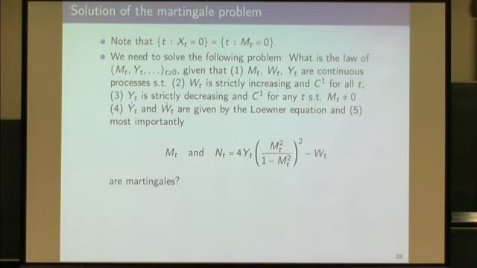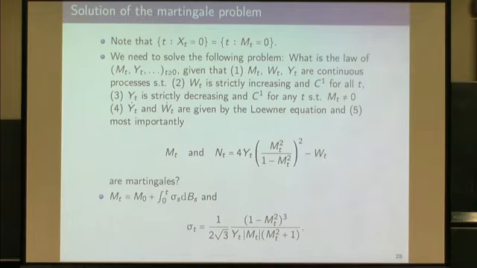And now you ask the same question. When is it possible that this is a martingale and these are martingales? Now Y_t are given by the Loewner equation, and then we know that they are continuous and strictly increasing. So W is strictly increasing for all t, and Y_t whenever this M_t is not equal to 0. And also here, in the same way, it spends 0 time at the origin, this process, this M_t.